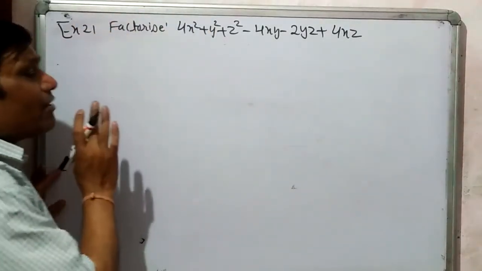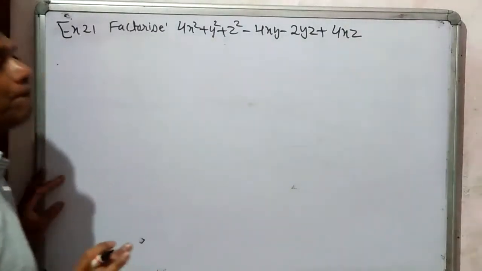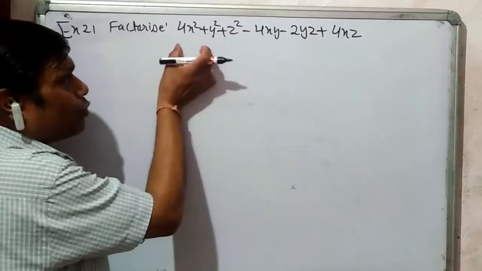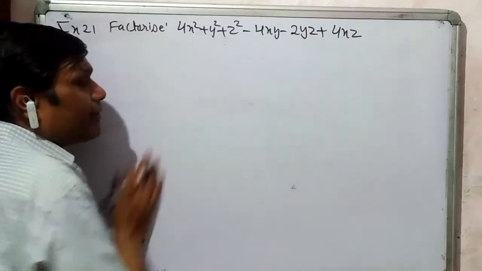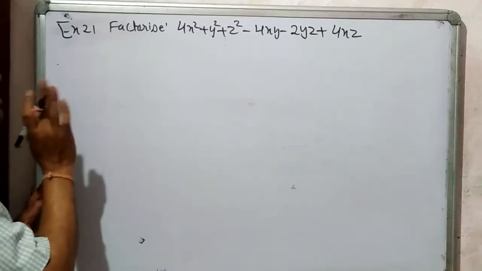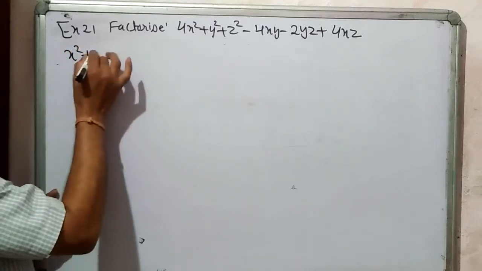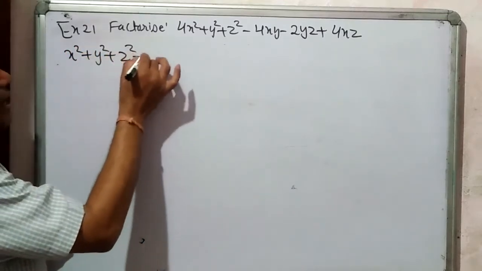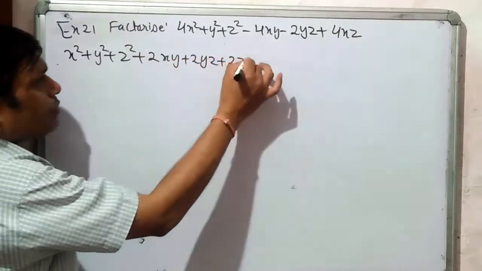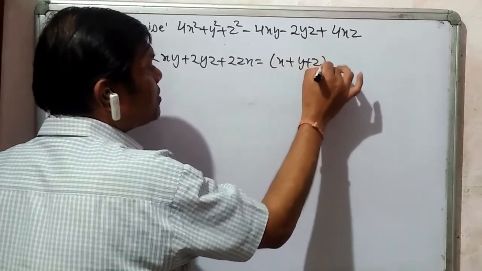Now, the first thing that we have observed in identity number 5, there were 6 terms. 3 variables were there, x, y and z. 3 complete squares and 3 remaining terms are there. Right? So, let's write the identity in its standard form. The identity in standard form in the reverse mode is x square plus y square plus z square plus twice xy plus twice yz plus twice zx is x plus y plus z whole square.